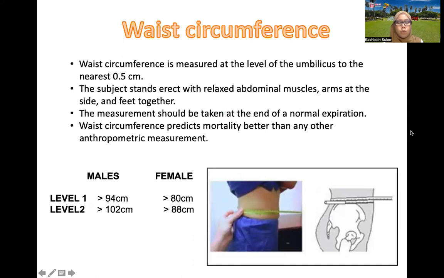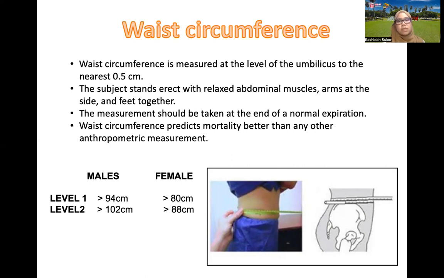After BMI, we should also consider the waist circumference. Waist circumference is the measurement around your waist. It is measured at the level of the umbilicus to the nearest 0.5 cm. The subject stands erect with relaxed abdominal muscles, arms at the side and feet together. The measurement should be taken at the end of normal expiration.